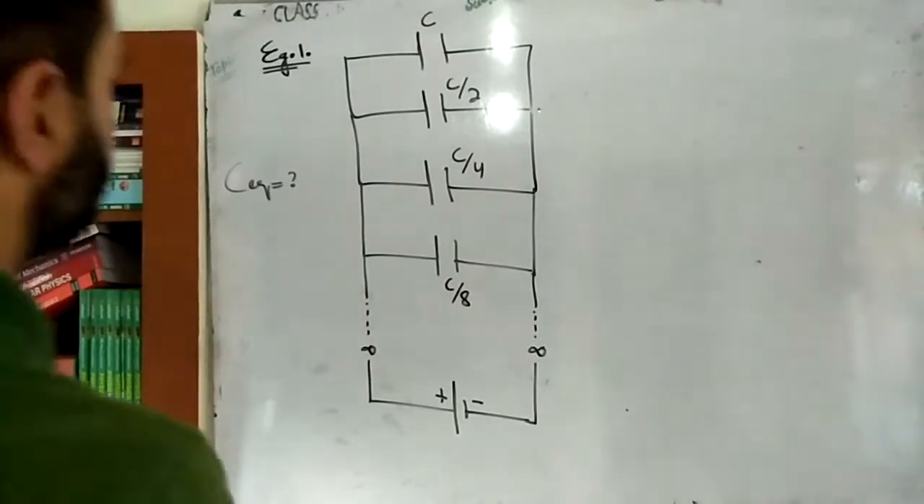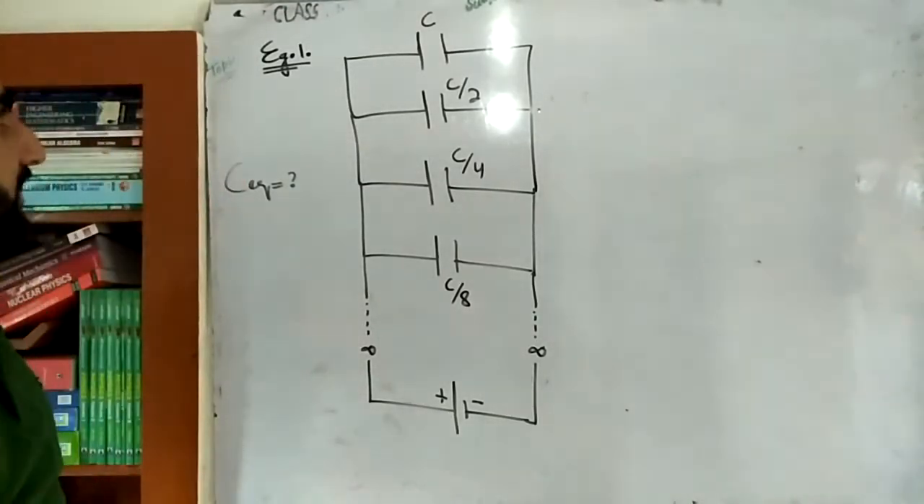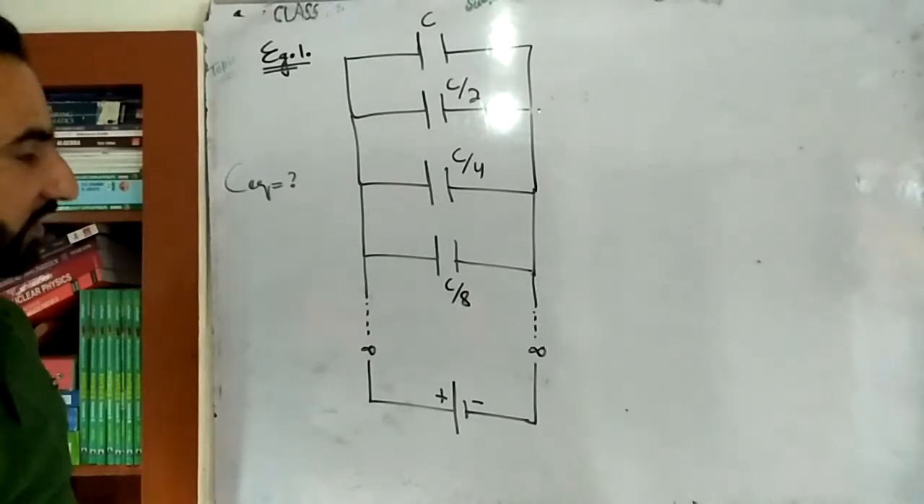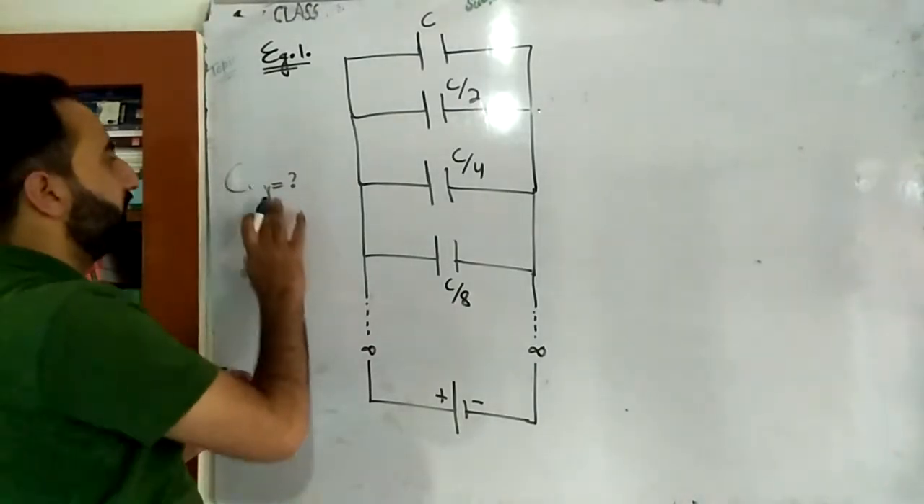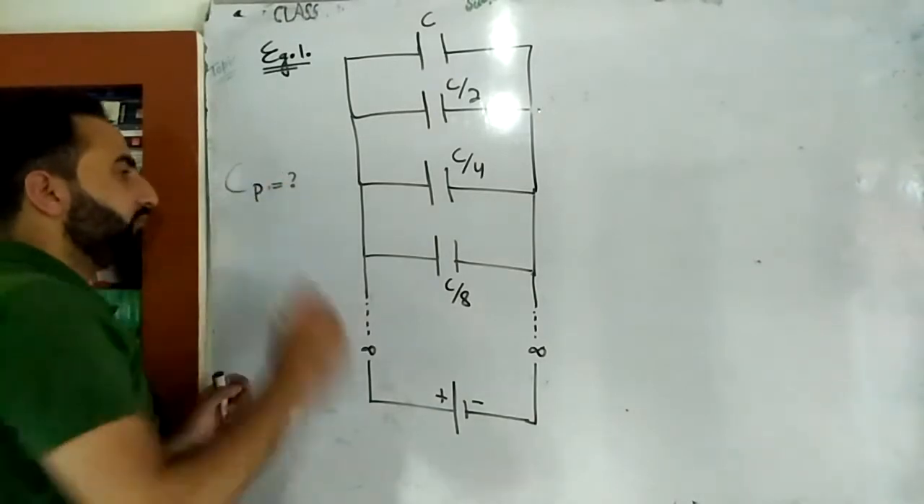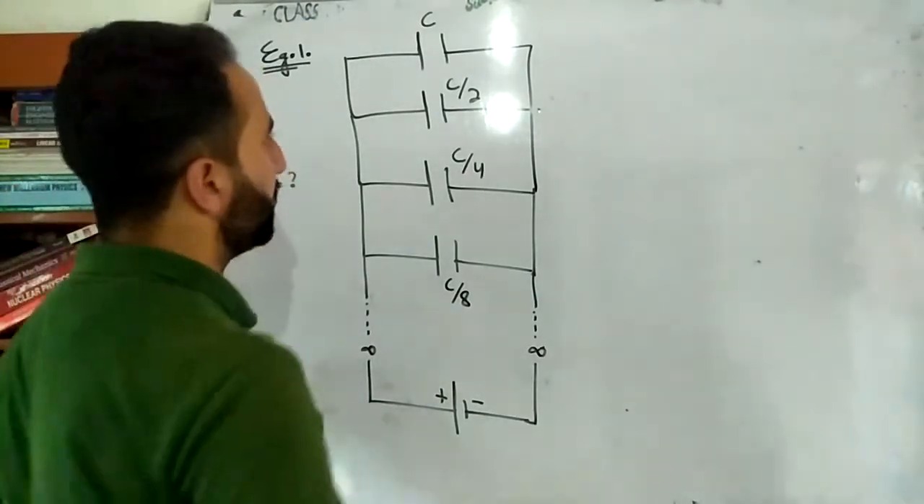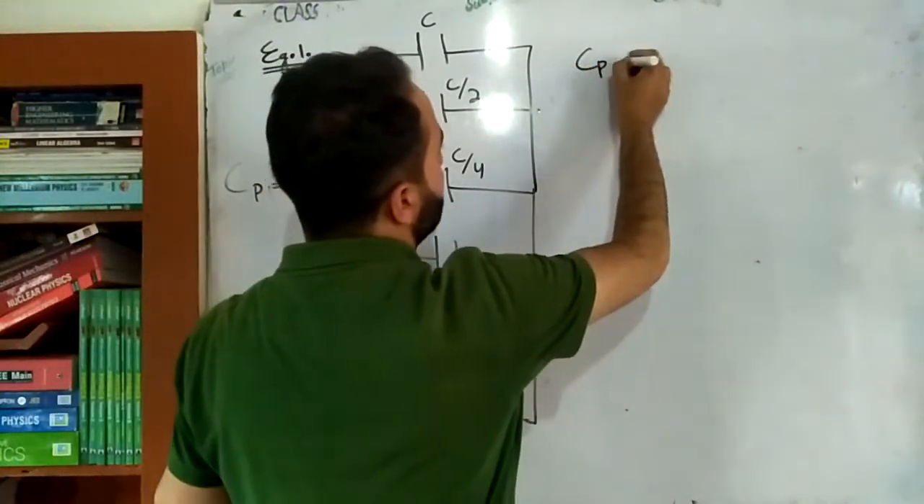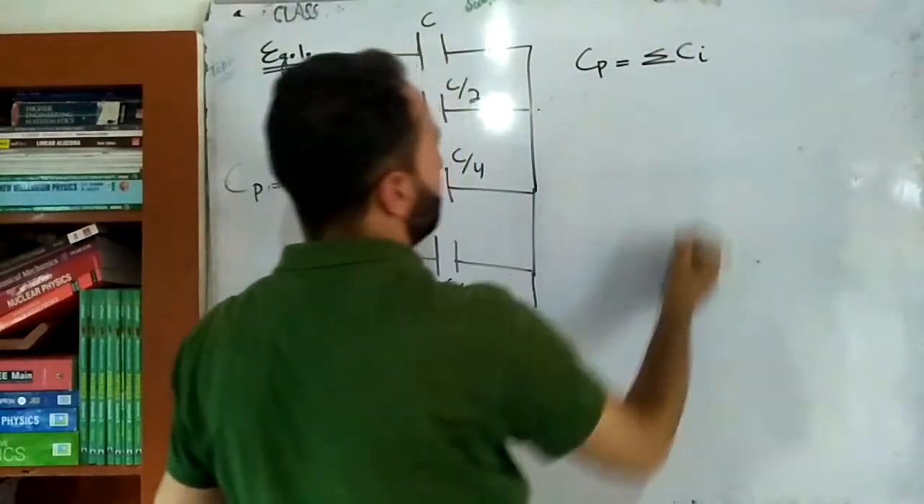Now, one more example on this parallel. Example number 1 on the parallel combination. The question is to calculate the equivalent capacitance, or simply Cp. We have to calculate Cp because they are connected in parallel. So when they are connected in parallel, Cp is equal to summation of Ci.